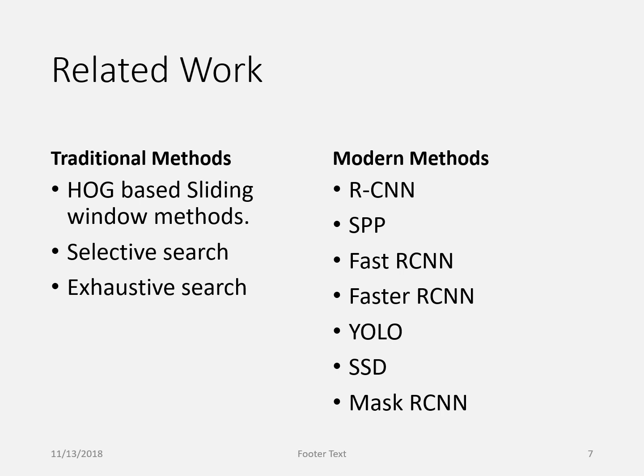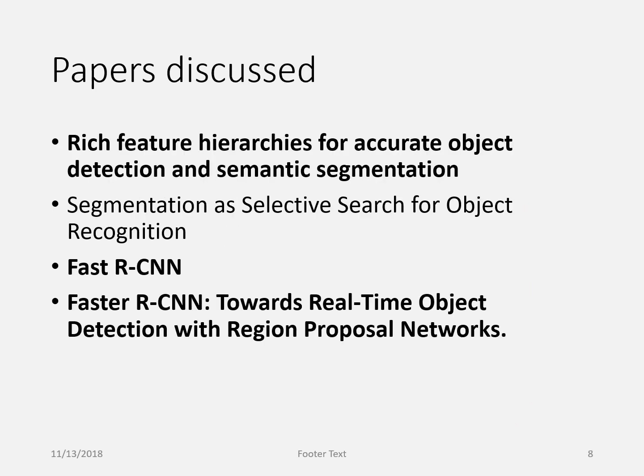With the rise of deep learning networks, we have more modern ways of doing this, which include RCNN, SPP, Fast RCNN, Faster RCNN, and so on and so forth. Specifically for this presentation, we are going to limit our talk to RCNN, Fast RCNN, and then Faster RCNN. We're going to touch some ground on selective search for object recognition. So let's dive into it.